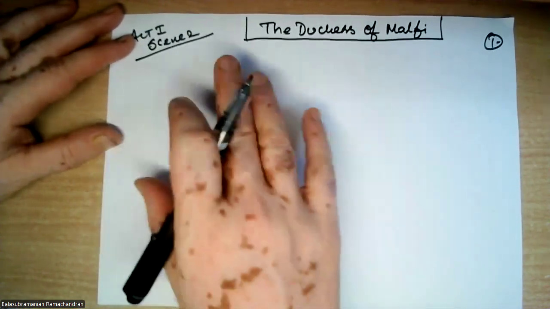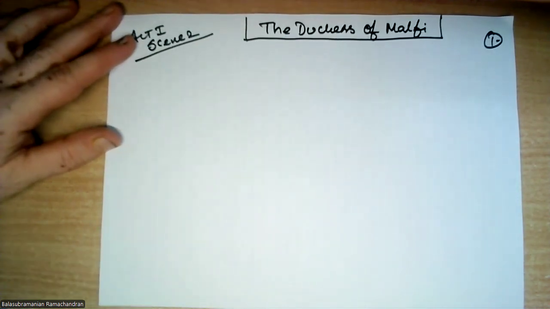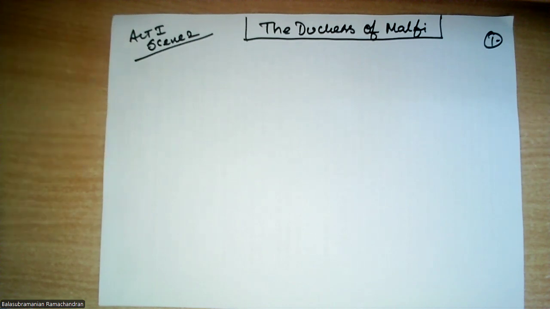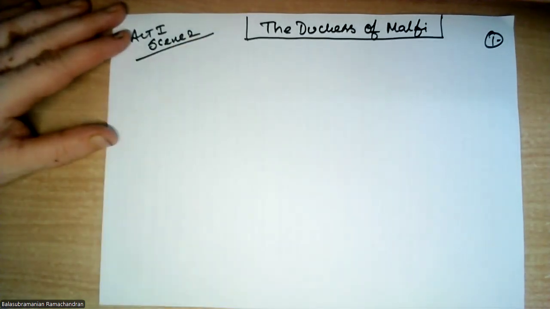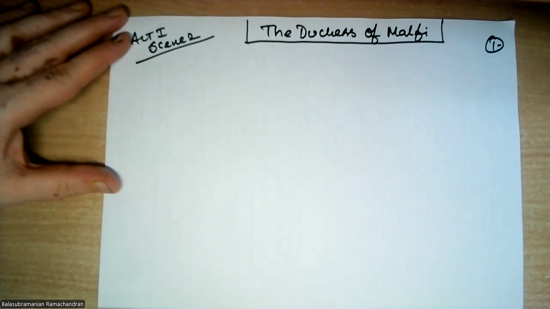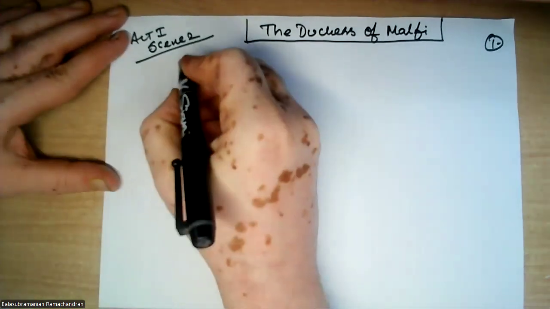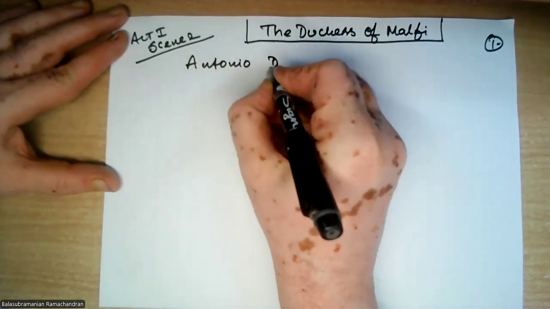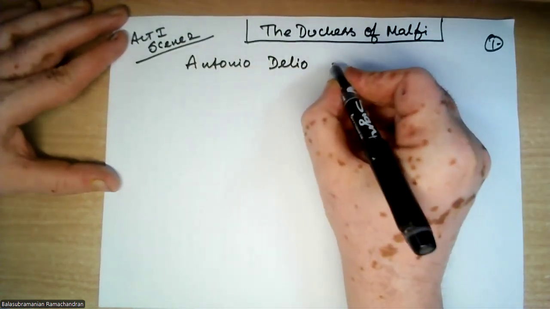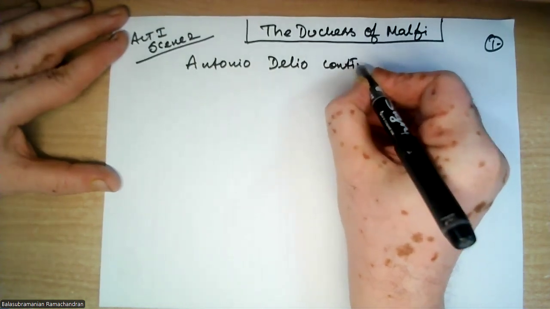Now, the setting is the same. Antonio and Delio are having a friendly chat about many things, mainly about Antonio's visit to France, and now the conversation continues. But then their conversation is interrupted by an arrival. Antonio and Delio continue their friendly chat.